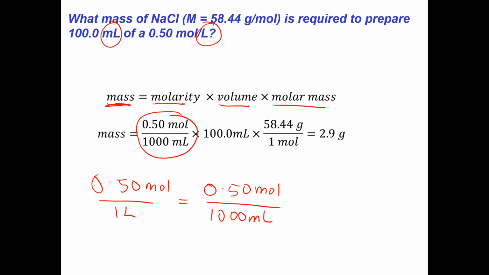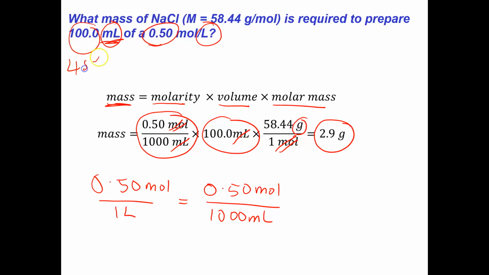So according to the problem, we get 0.5 moles for every 1 liter, or 0.5 moles for every 1,000 milliliters. Now I did that so that then I can use my volume in milliliters, because that's what was given in the problem. So you can see that they're going to cancel out. And then finally we have to multiply by the molar mass, and you can see that that leads to the moles cancelling out, and the only unit that remains is grams. And when I put that into my calculator, I then rounded to 2 significant figures, because the molarity was given to 2 significant figures and the volume was given to 4.